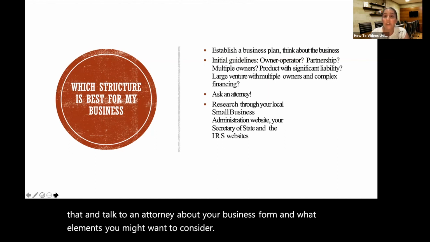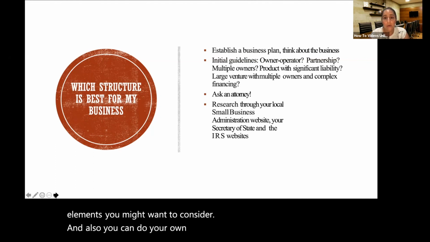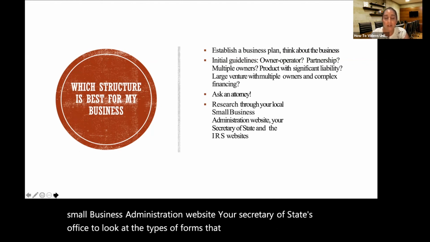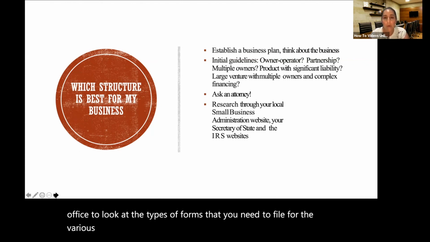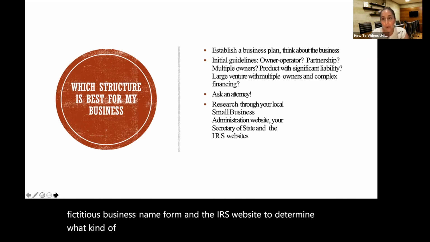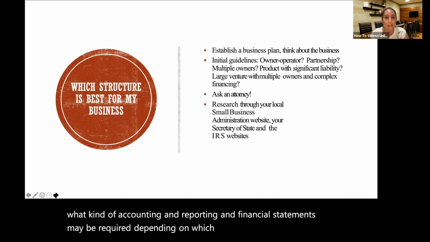And also, you can do your own research through your local Small Business Administration website, your Secretary of State's office to look at the types of forms that you need to file for the various types, your county clerk recorder's website to look at the fictitious business name form, and the IRS website to determine what kind of accounting and reporting and financial statements may be required depending on which limited liability structure you might choose.